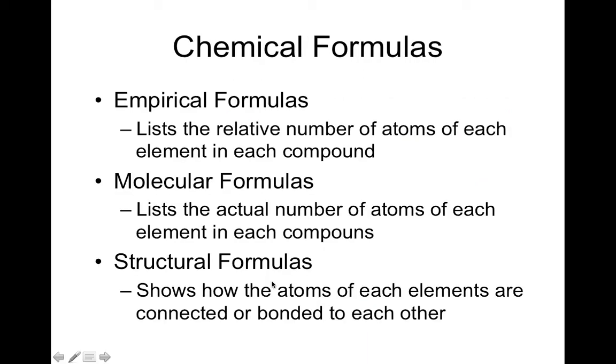All right. So, in review, empirical formulas list the relative number of atoms of each element in each compound, molecular formulas list the actual number of atoms of each element in each compound, and structural formulas show how the atoms of each element are connected or bonded to each other. Wow, man, I need to proofread my stuff, don't I?